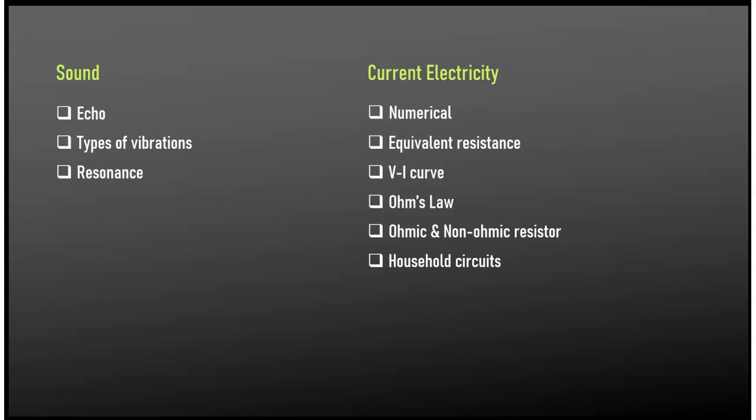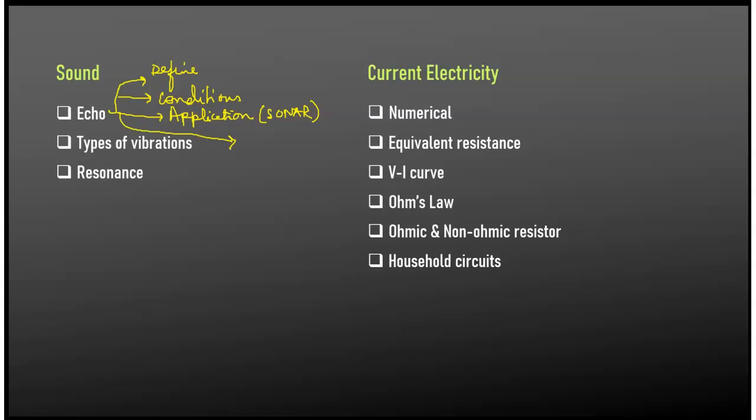Okay, yeah. Next is sound. For sound, you have to do echo. Now for echo, what is an echo? So define. Next is the conditions for the formation of echo. Very, very important. Okay, applications, very, very important, like sonar, ultrasonography.